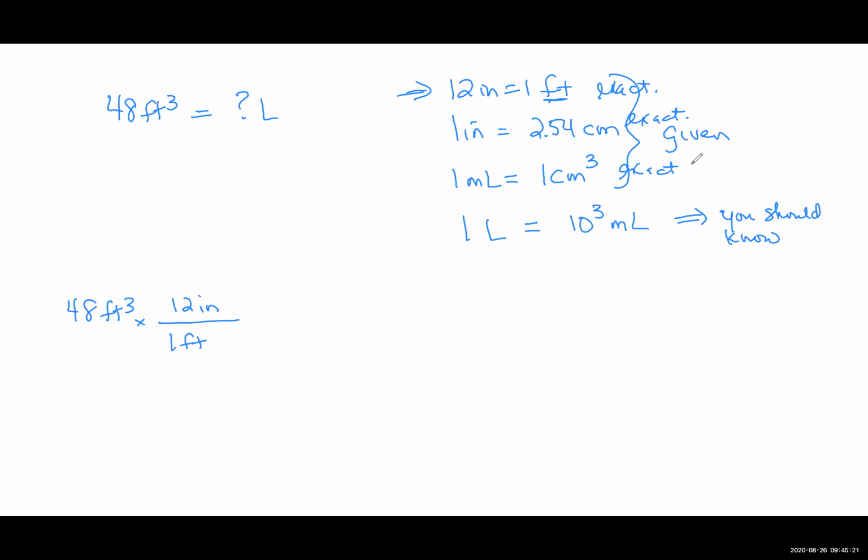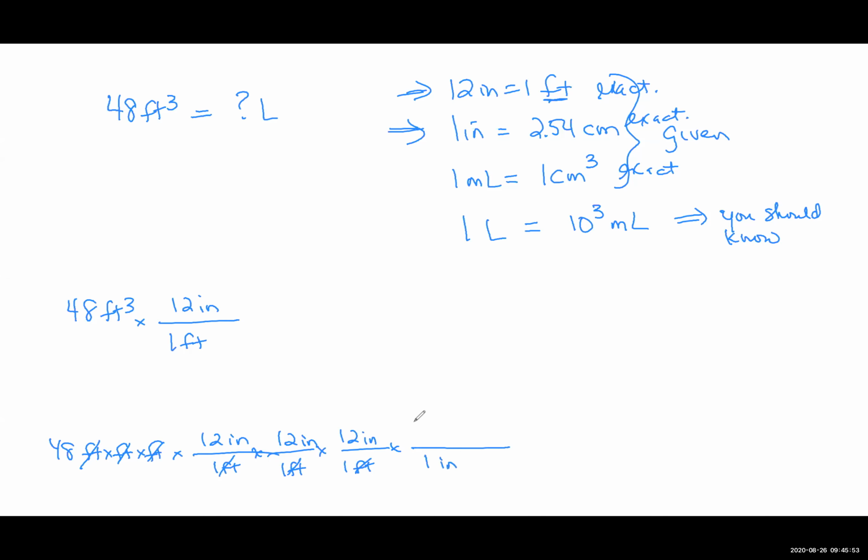So if that's all I do, it's not going to work because 48 feet cubed means foot times foot times foot. If I take that and I go 12 inches is 1 foot, that's only going to cancel one of the feet. So I actually have to do this 3 times. Now all 3 feet will cancel, and now I'd have inch times inch times inch, and I'd be in inches cubed. If I keep going, I can now go from inches to centimeters.